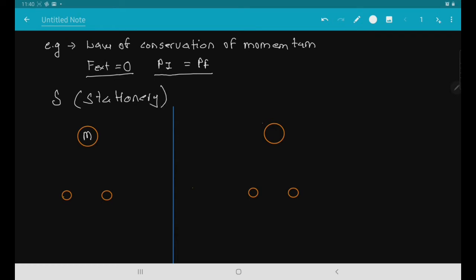So, in this stationary frame of reference, let us take an object of mass m. After some time, the mass explodes into two small objects of equal masses and they travel in opposite directions. Now, the initial momentum, if you try to find, will be mass into velocity, and because the initial velocity is 0, the initial momentum will also be 0.